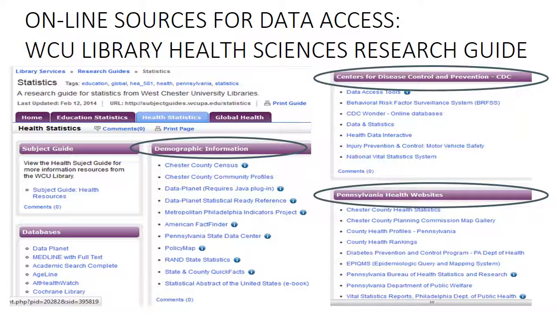The next resource, if you were scrolling down the page, is the CDC website, which has different data access tools and other things, and we'll also be talking about some of them later in this presentation. And then there's Pennsylvania Health websites: Chester County, other county profiles, diabetes prevention and control, as well as a few other things are listed there.